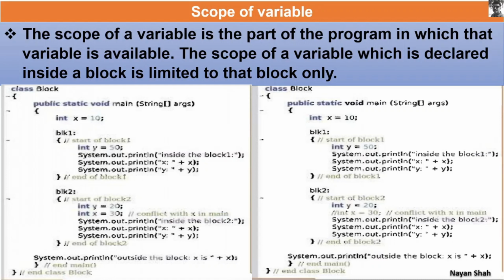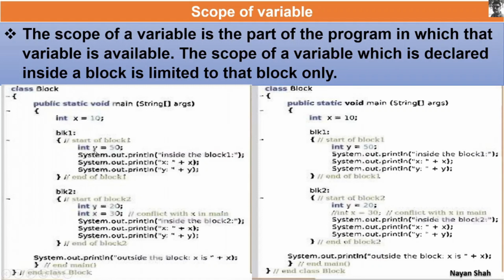Now remember, this variable x is equal to 10 because it is created outside any method. So x is available in BLK1 and it is also available in BLK2. If you observe this, in BLK2, int x = 30 is written, which is an error, because x is already available, so we cannot create x here.